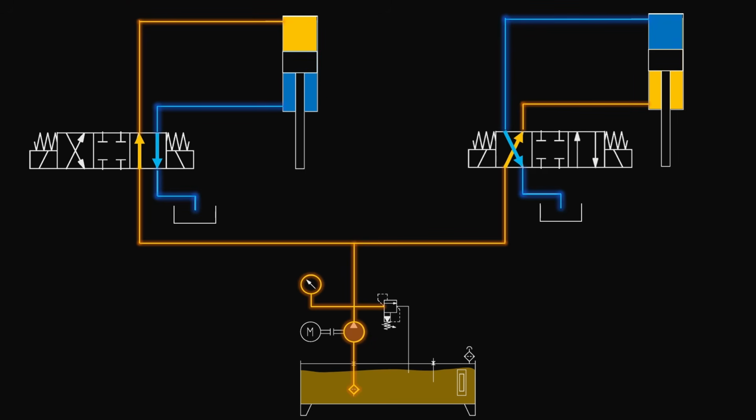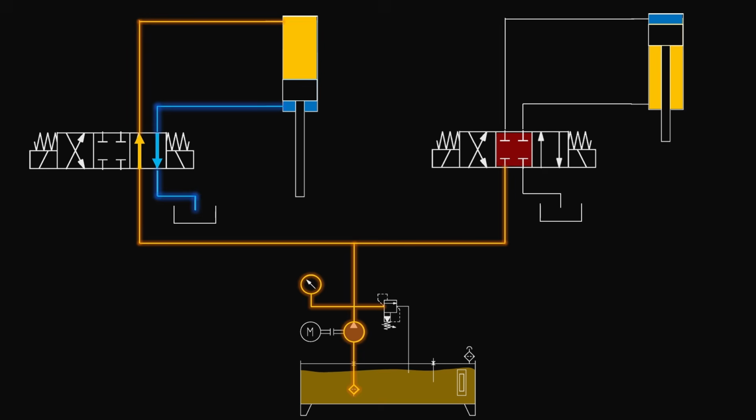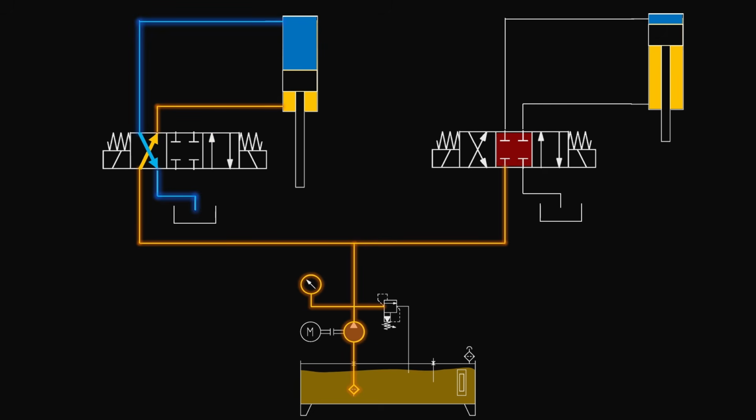But in this case, if we use 4x3 closed center valves, even when one valve goes to neutral, the pressure line remains pressurized for all other directional control valves, so they can continue to operate.